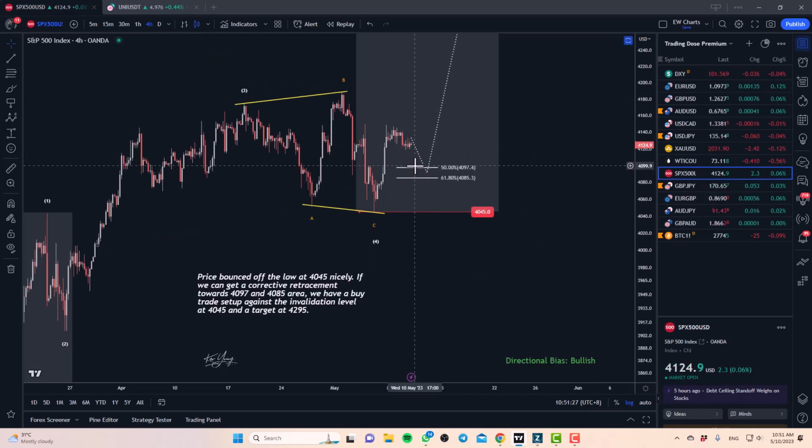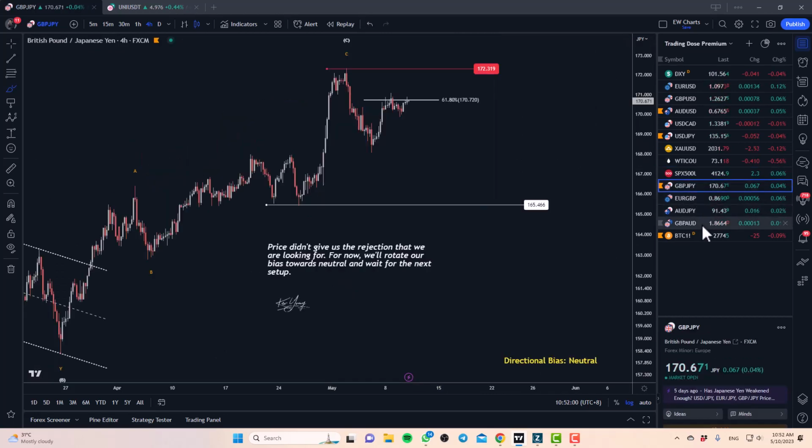S&P, we did see this little strong bounce off the low at 4045, so we're still basically waiting for a pullback. If you're trading the indices, right, then what you can keep an eye on is around 4097, 4085. The market may come down within this week. If you can get a rejection here, we are looking for a buy trade opportunity, okay, against the invalidation of this previous low. Right, so this one is quite clear. That's on the S&P side of things.